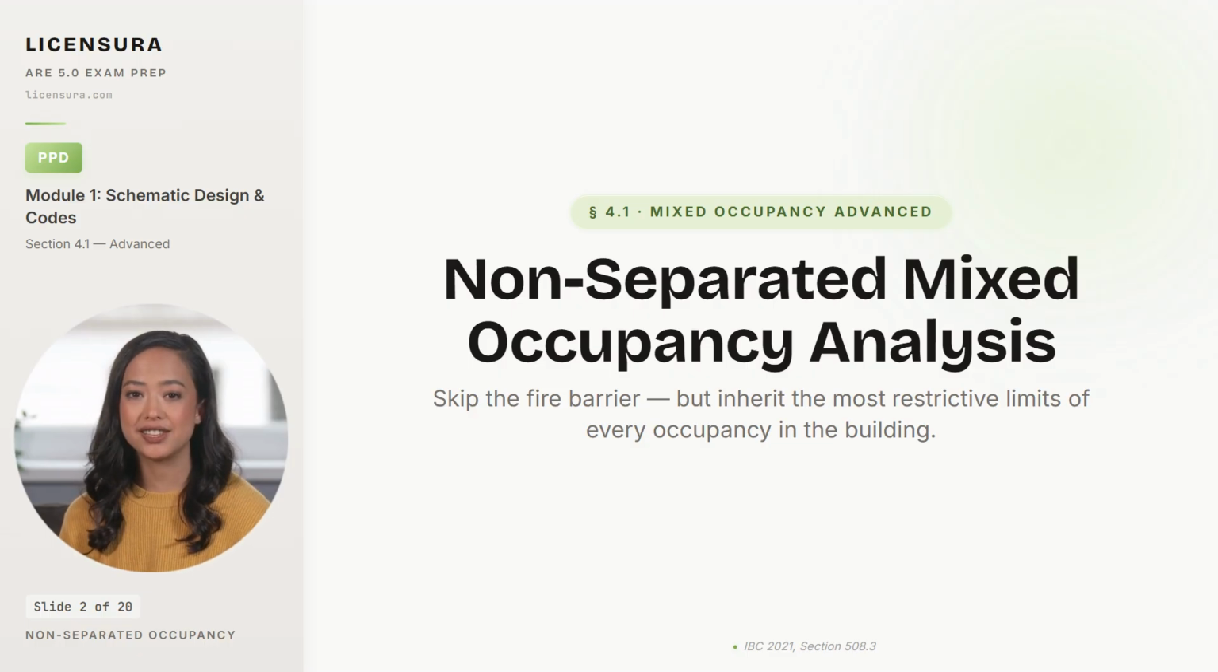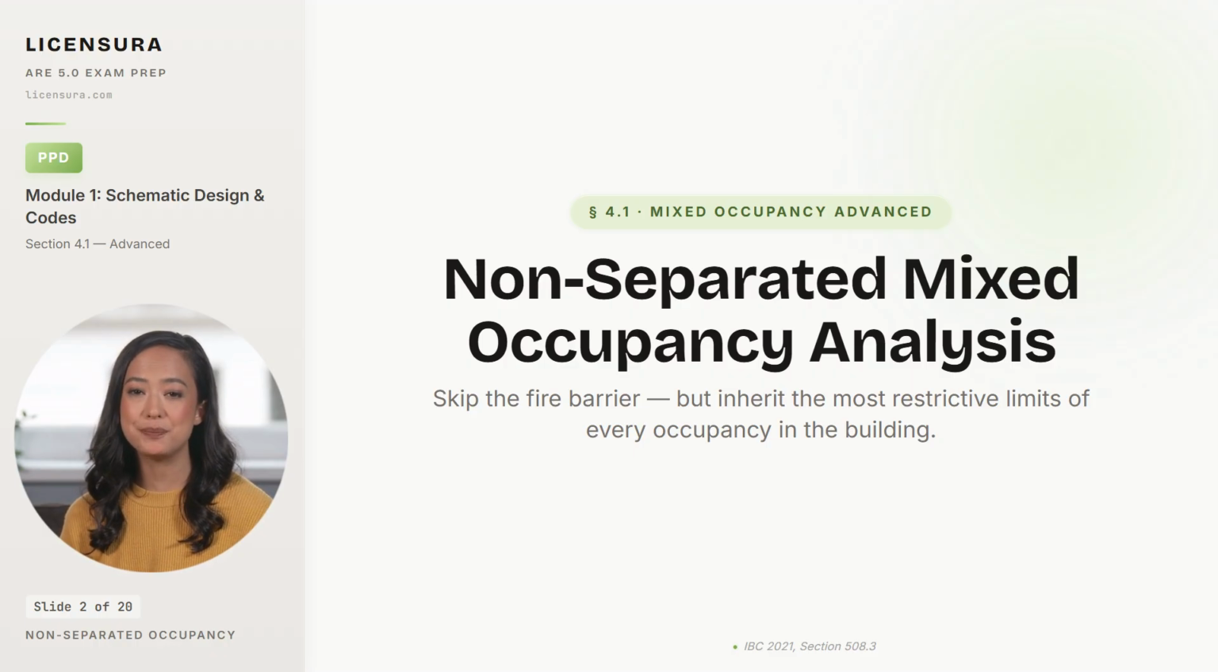Non-separated mixed occupancy is the option architects reach for when they want a clean plan with no fire barriers chopping up the floor plate. It is also the option that ends careers when the analysis is done wrong. The rule is brutal in its simplicity.